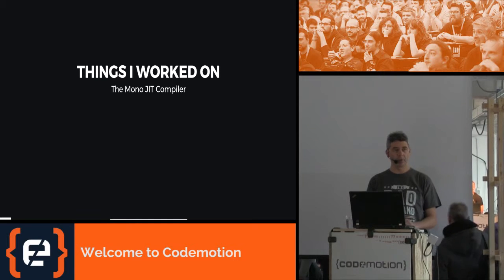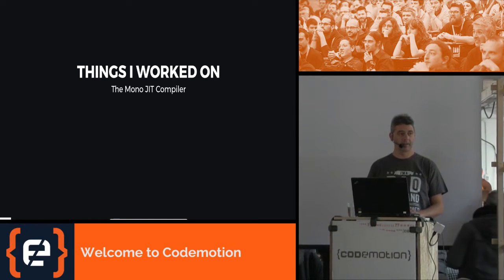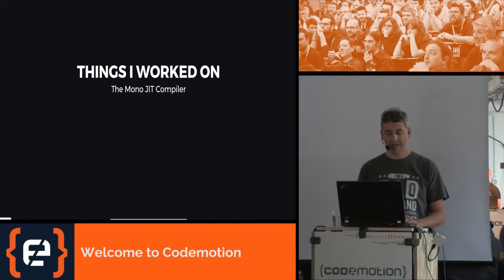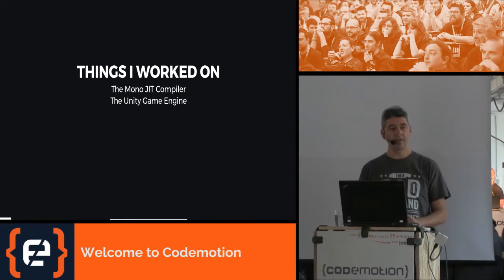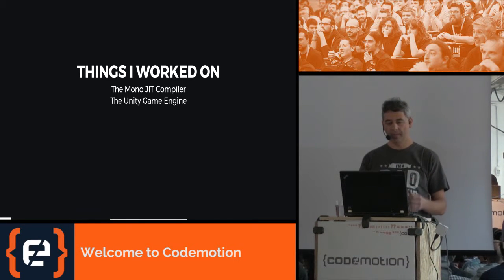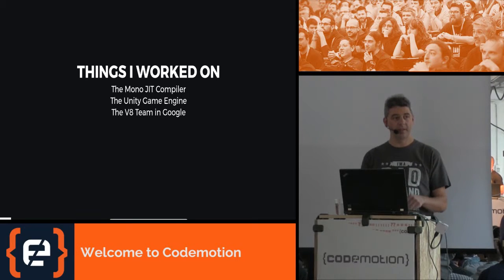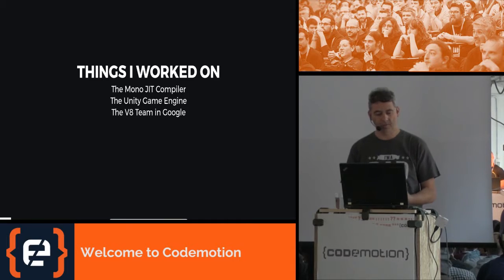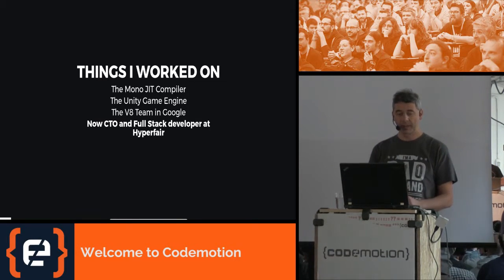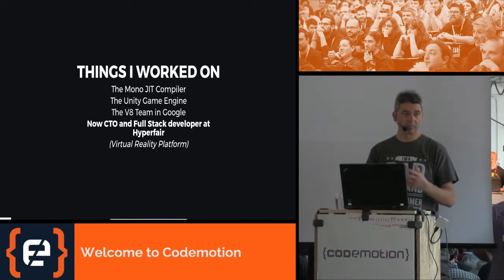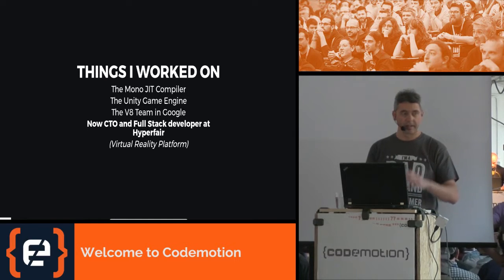Things I worked on. I worked on the Mono just-in-time compiler. It's a project about doing .NET as free software, and I did this for about 6 years. And worked on the Unity game engine, porting Mono on the Xbox and things like that. So again, virtual machine work. And I worked in the V8 team in Google, which is where I learned how actually JavaScript performance works, for about 1.5 years. Now I am a stack developer at Hyperfair, where we do virtual reality on the web, which is cool, but not really related to this.